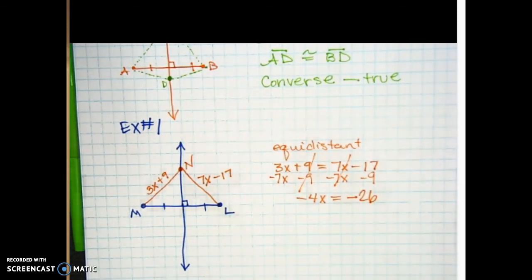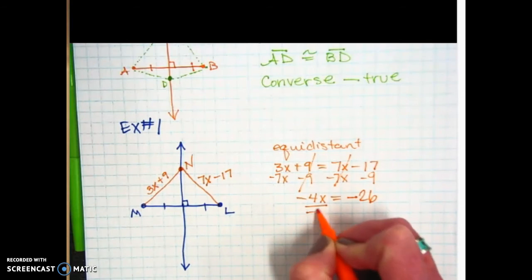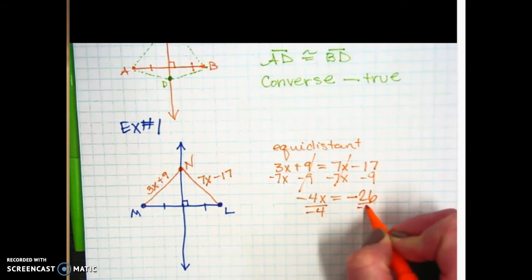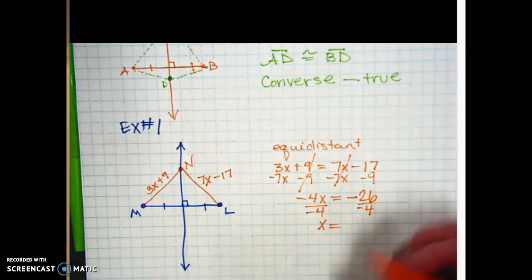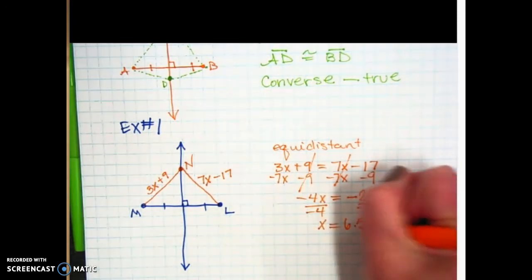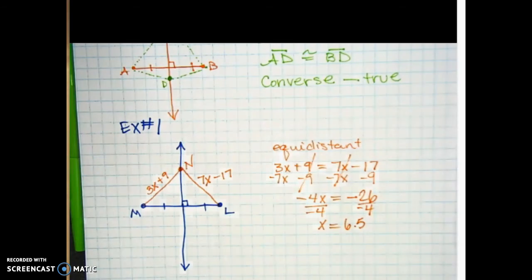Yes, thank you for catching that negative sign. Okay, so we have negative 4x and negative 26. Then we divide both sides by negative 4. So x is equal to 6.5, or you can write 13/2 if you like fractions. Okay, so if the problem asks you to solve for x, you're done.